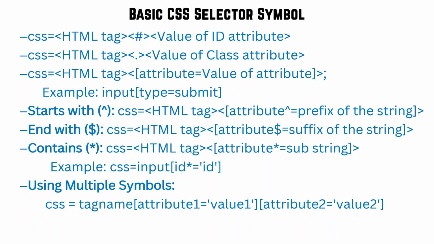So what we have learned as of now is how to use the ID, how to use the class attribute with the tag name, how to use any attribute and the corresponding value, and multiple attributes as well. But sometimes we want to use only the starting part or ending part or middle part. Then how can you do it? How can we create our own CSS selector?